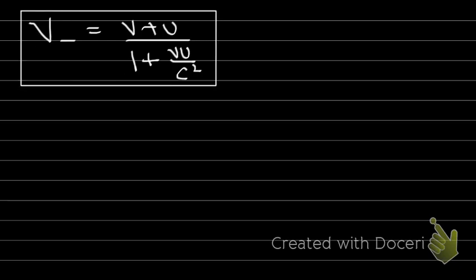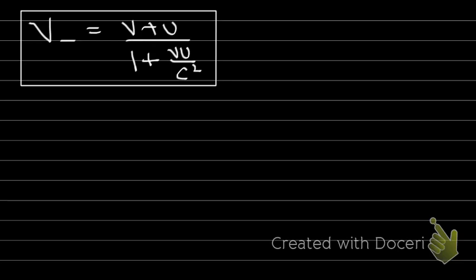And similarly for V minus, we would have (V plus U) over, actually there would be no under root, sorry, (1 plus V times U over C squared). Right, so this is now the velocity of the charges that are moving towards the left hand side, right?